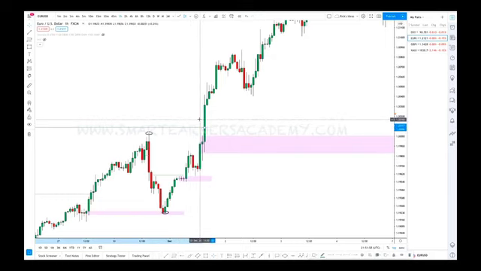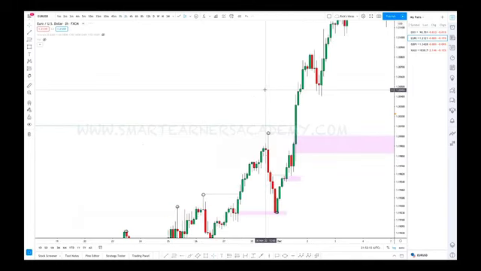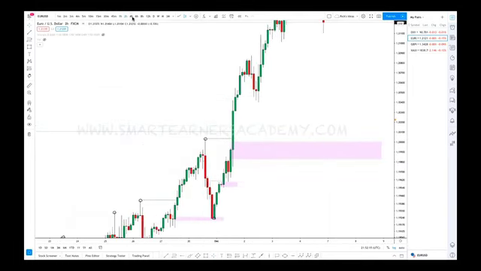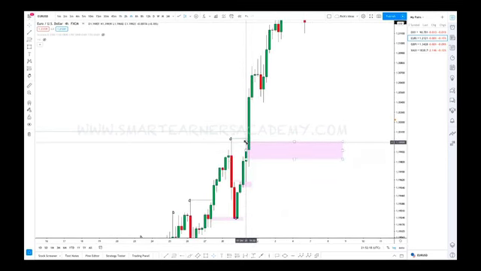Not just the holding supply area, actually, but the structure as well, which is this particular structure as well. So this base is very significant, and that's why I have that area as a possible point of interest. So what I'd wait to see, obviously, is not to go ahead of the market first.